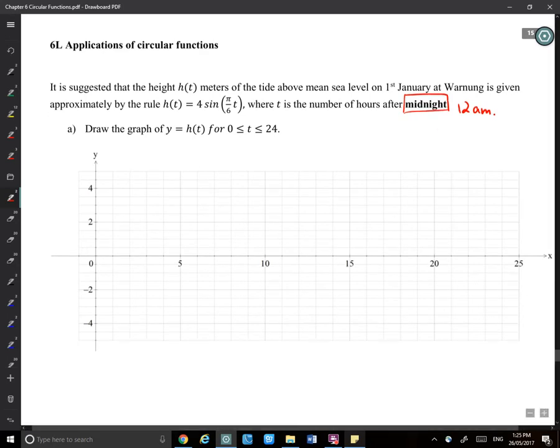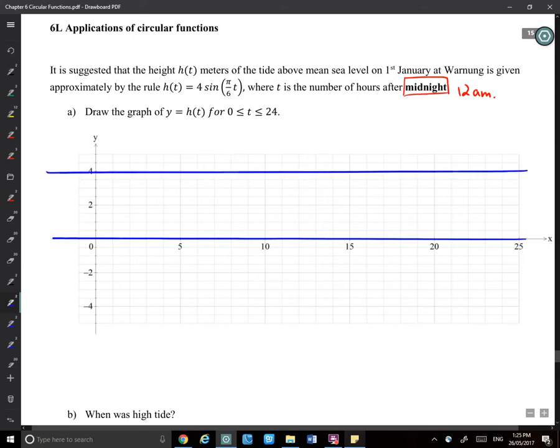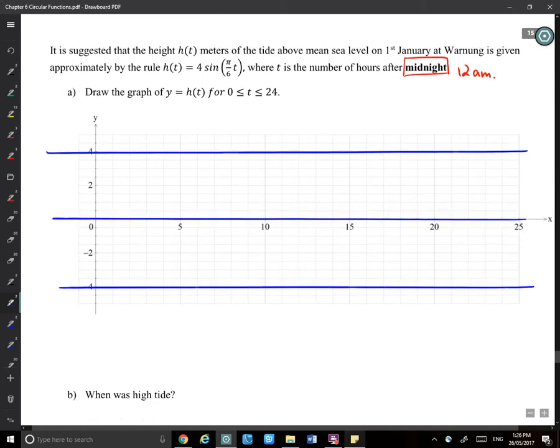So remember, how do we sketch the graph? We sketch the graph by first thinking about the midline. The midline is 0 for this one. The maximum line is 4. The amplitude is 4, so the maximum is 4 and the minimum is negative 4.